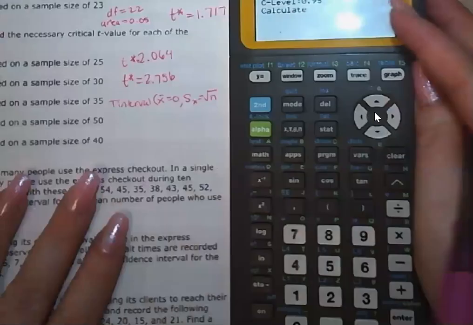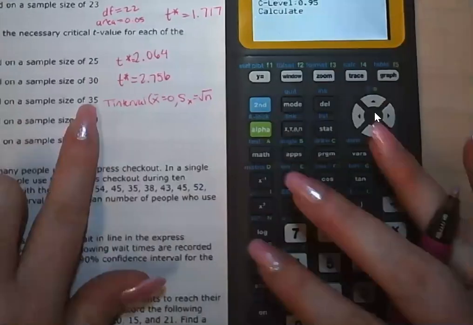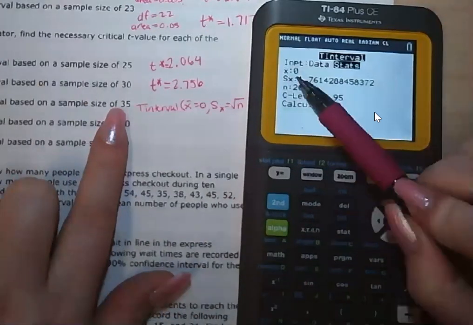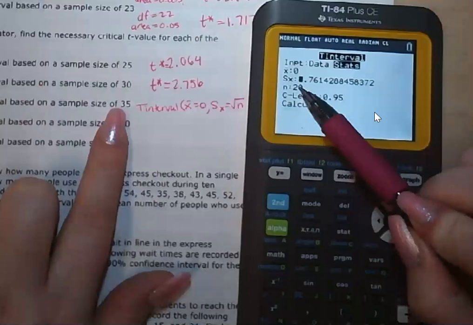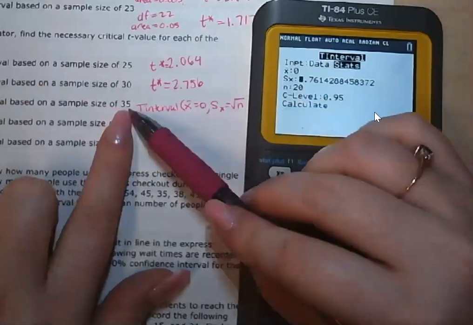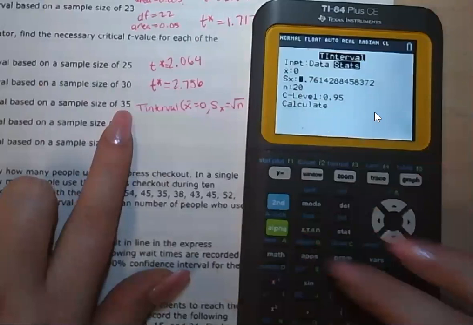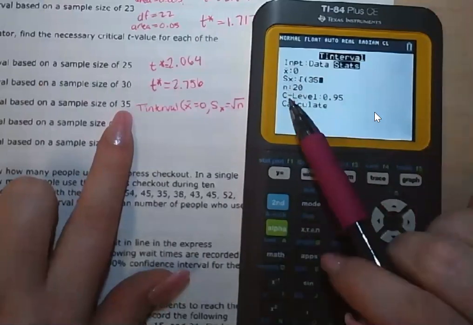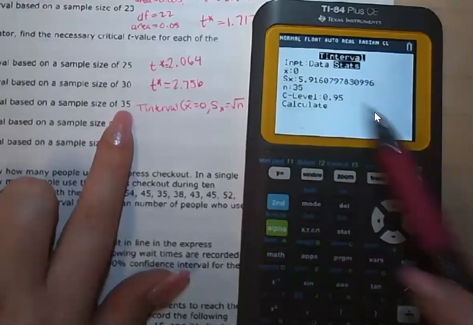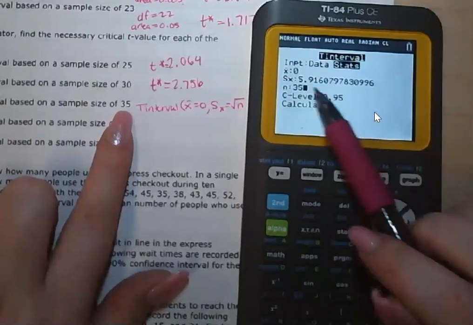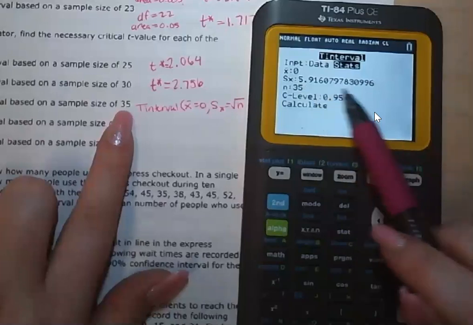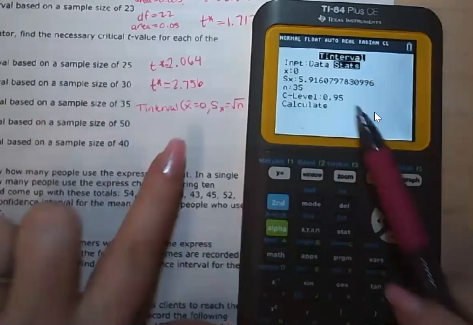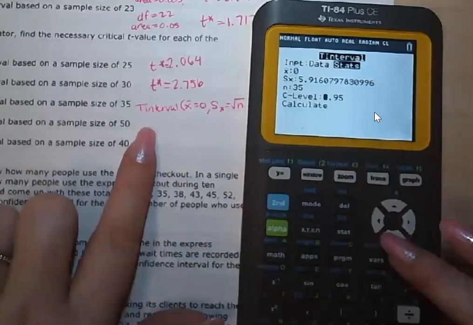And then everything else is pretty straightforward on this problem. Make sure you can see that. Okay, so x bar is 0. S sub x is going to be the square root of n. Our sample size is 35, so I'll put the square root of 35 for my s sub x, and 35 for n. Notice when I move down, it automatically changes the square root of 35 to what it is equal to. And then the confidence level, in this case, we want 95%, so I'll leave that as 0.95 and hit calculate.